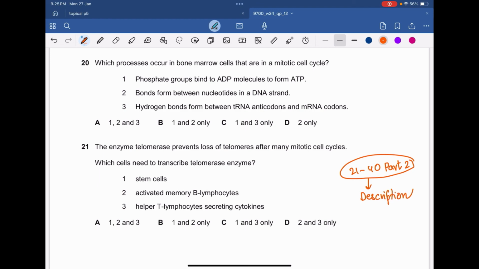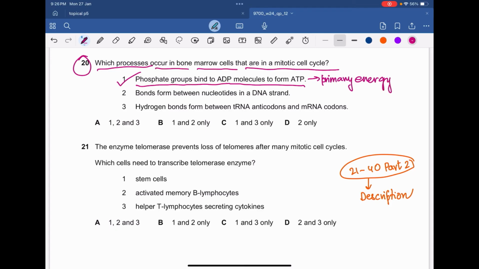Now let's continue with question number 20 over here. Question number 20 basically says that which processes occur in the bone marrow cells that are in a mitotic cell cycle. Alright, so over here they are saying that phosphate groups bind to the ADP molecule to form the ATP. Yes, because mitotic cell cycle is an energy consuming process and it requires the energy from the primary energy source, which is the ATP, right? ATP is the primary energy currency of the cell, or primary energy source we can say, right?